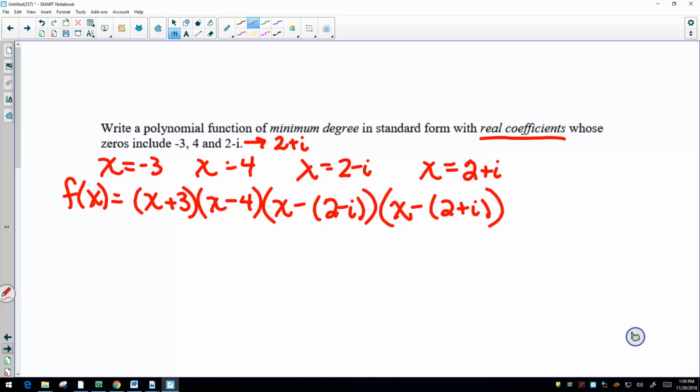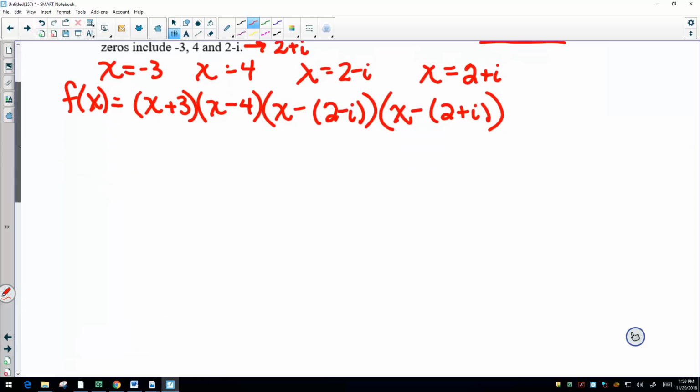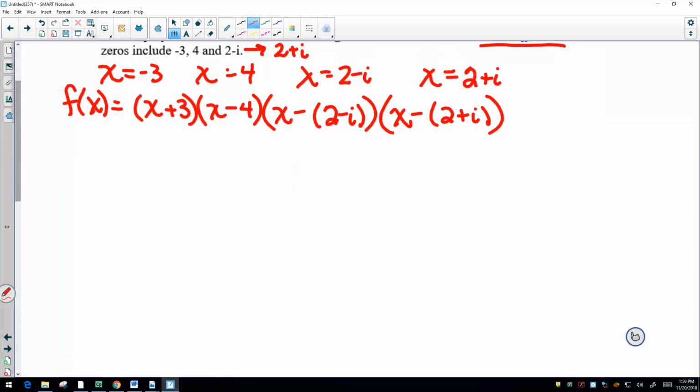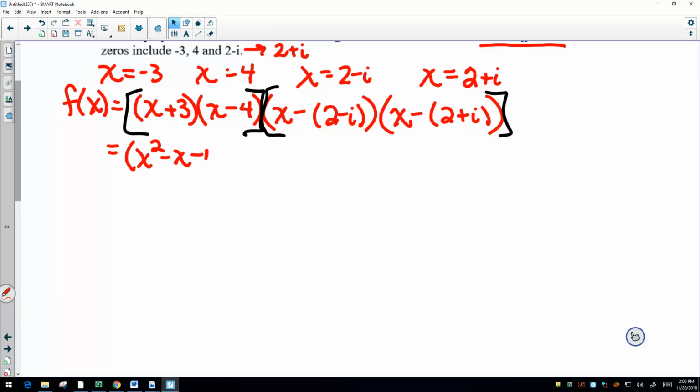And now it's just going to be a matter of expanding and simplifying. And again, kind of like we did before, I would probably group them, do my real numbers together and my non-real numbers together. So if I expand out the real numbers, this one isn't too bad, just doing a little distribution here. It's going to turn out to be x squared minus 12x minus 12.